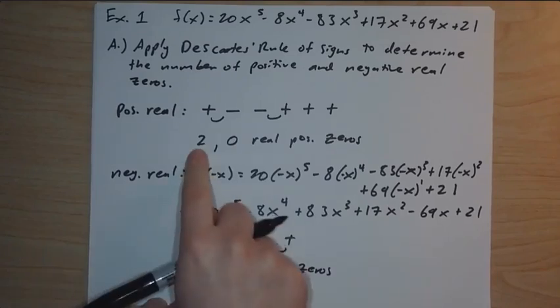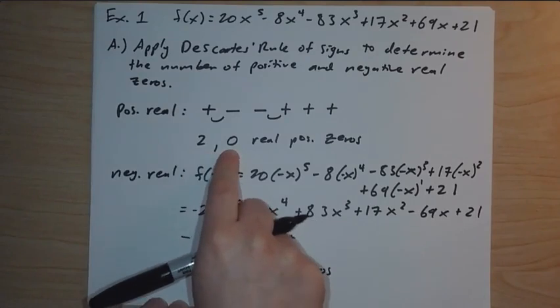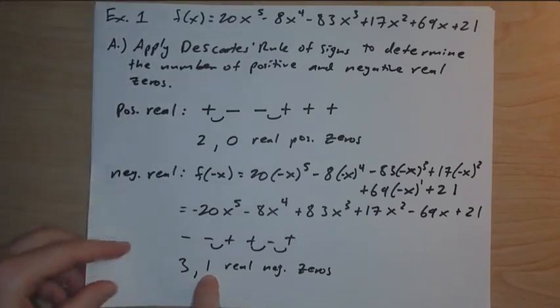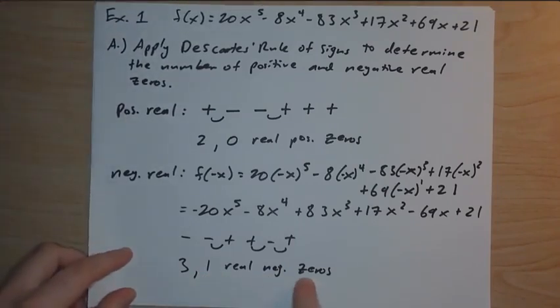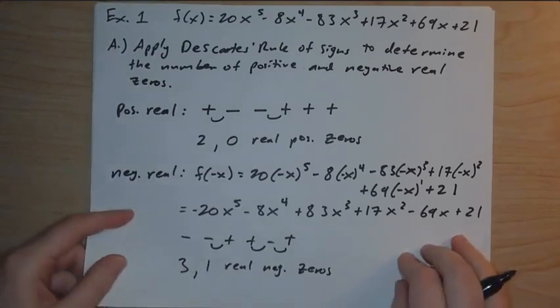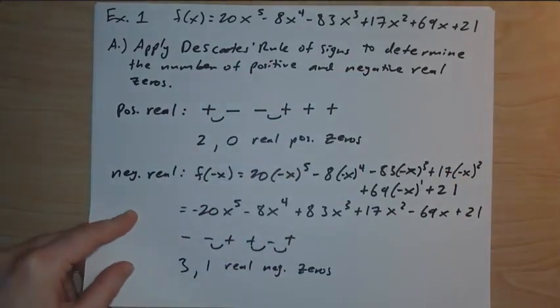So here we had 2, and so we minus 2 to get 0. We can't have a negative amount of zeros, so it just goes down to 0. And then here we had 3. 3 minus 2 is 1. 1 minus 2 is going to give us negative, which we can't have, so we know there's either 3 or 1 real negative zeros. If we had a number like 4, we would have 4 or 2 or 0. If we had a number like 5, we'd have 5 or 3 or 1, so on and so forth. So that is how Descartes' rule of signs works. We're going to move on to part B.